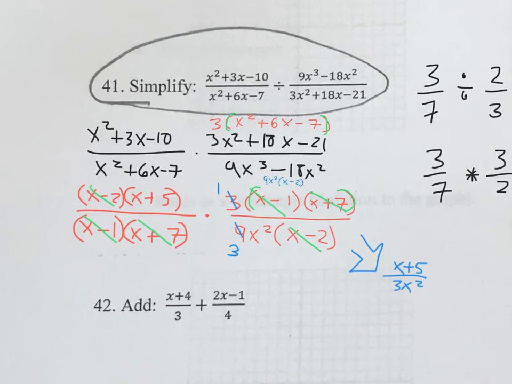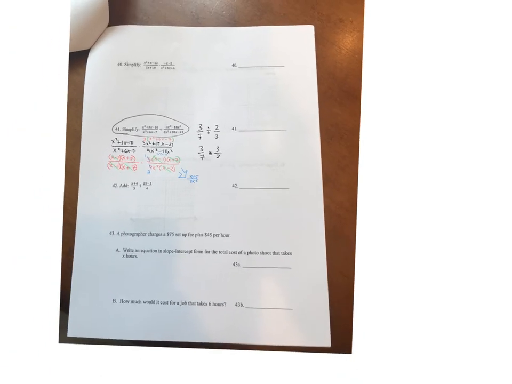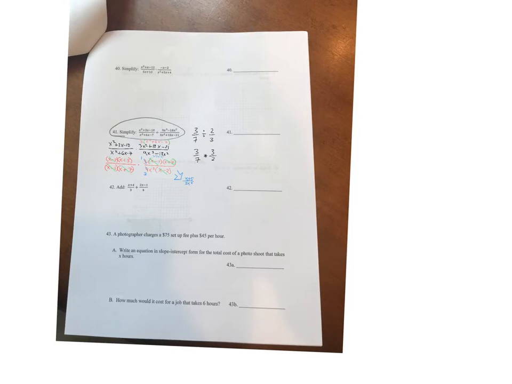And yeah, you have to be careful with the cancellations and all that stuff. Make sure you're not leaving anything out, right? 3x squared down below. But that should be the answer right there. Okay, so are there any other problems on this page? Looks like no. Moving on to the next.